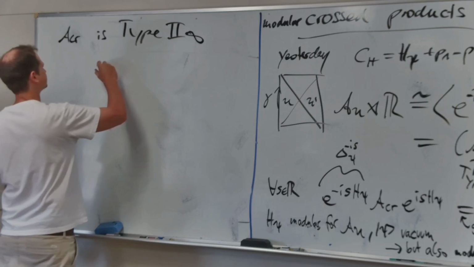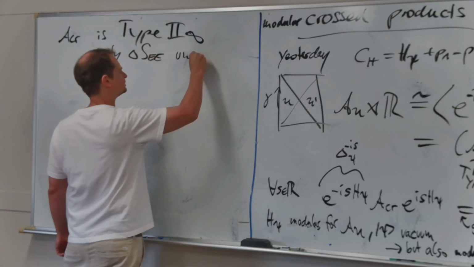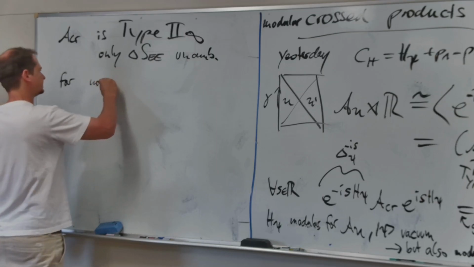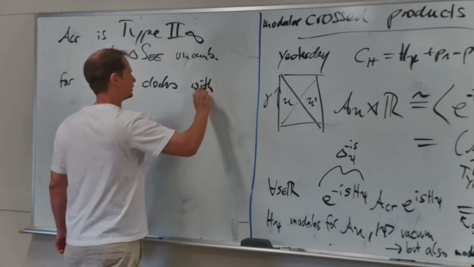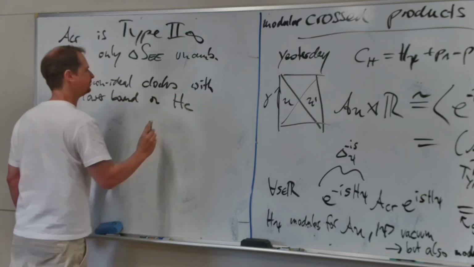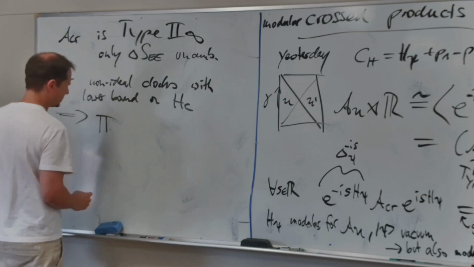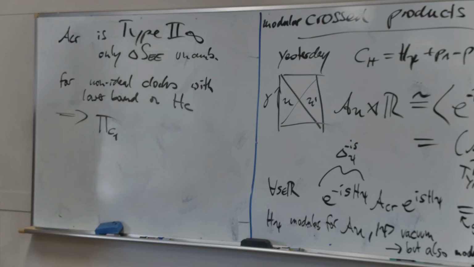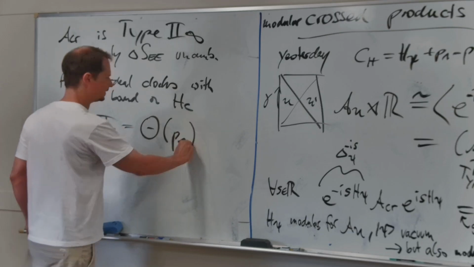So only delta SE is unambiguous. So for non-ideal clocks, with a lower bound on HC, we get, you can view this basically, let's say we take clock 1, and then you can just put, for instance, a theta function of P1 in there.